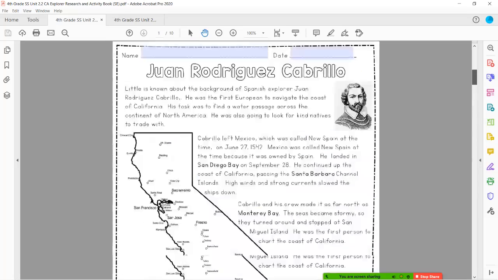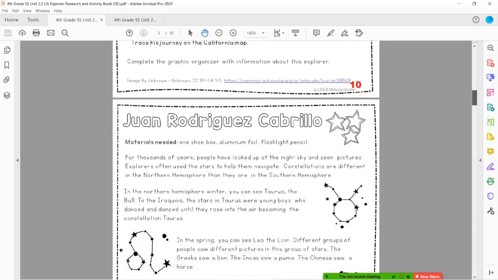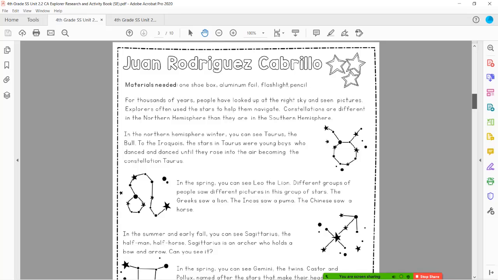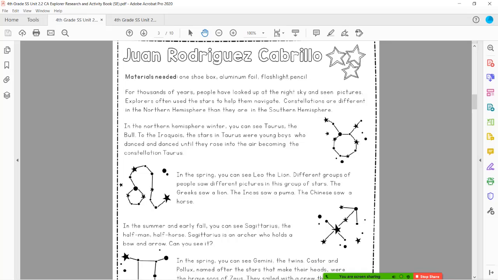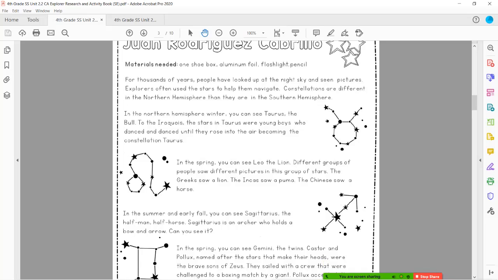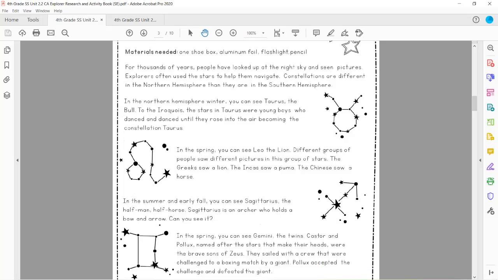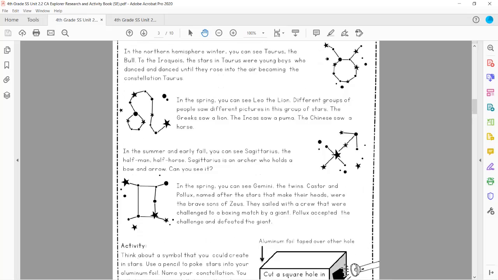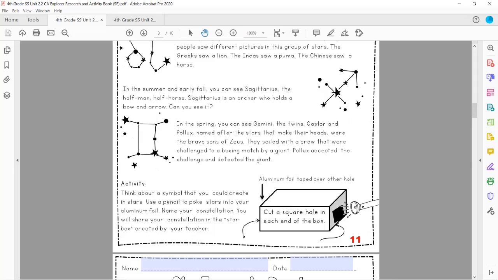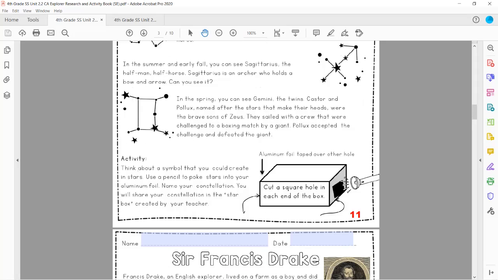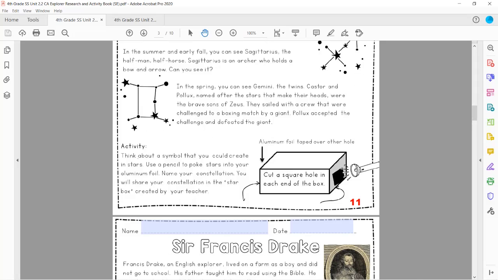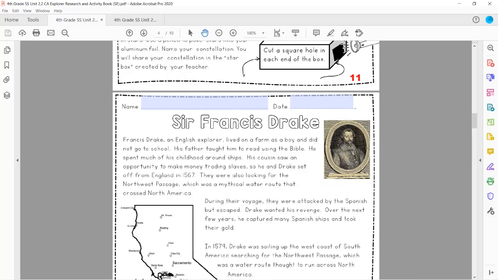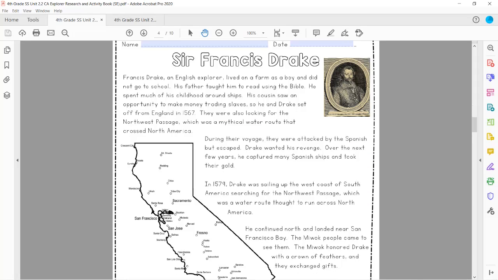Now let's head back up. So we read about Juan Rodriguez Cabrillo, and now you have an activity to do on this page, which is actually a lot of fun. So you're going to use a shoebox, some aluminum foil, a flashlight, and a pencil to create your own star constellation. I'm going to leave this page for you to read on your own to understand how to do it with the directions on how to complete it. Once you've completed that, we're going to move on to our next explorer, Sir Francis Drake.